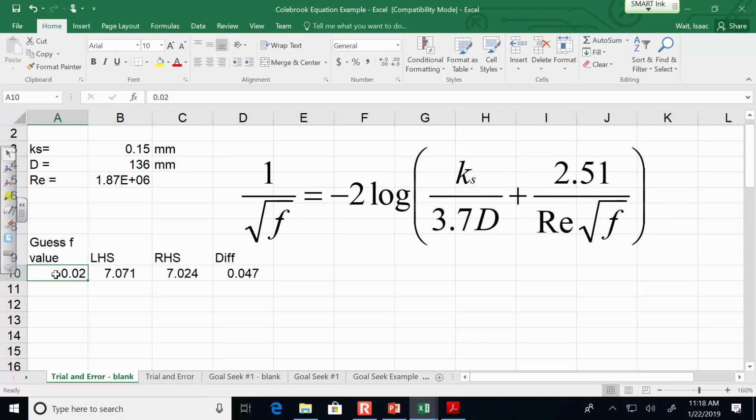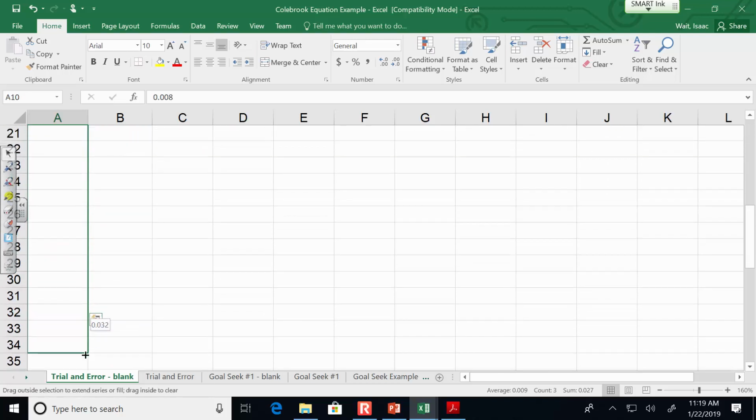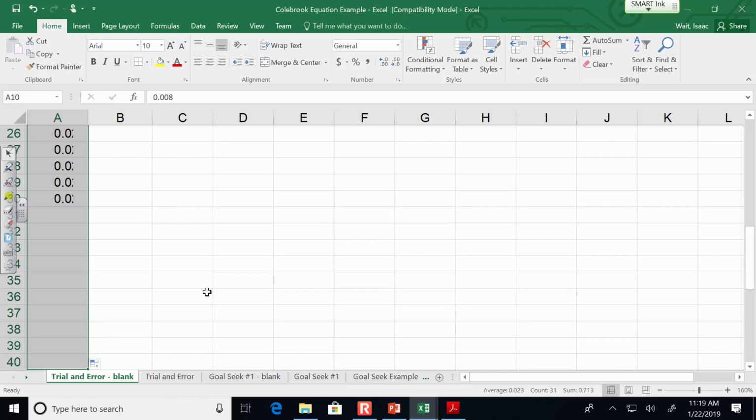Now the typical range of f, like how far and wide should we be looking? F usually varies from 0.008 to 0.038. That's about every situation you'll encounter. The f value will be somewhere in there. So let me have it start 0.008, 0.009, 0.01. And then let's just go through this all the way to 0.038 and find out where it's closest.